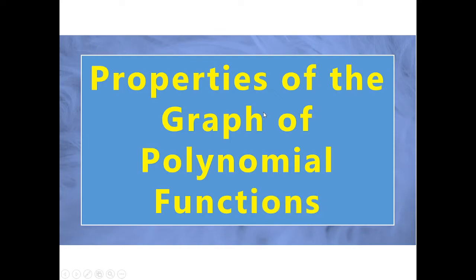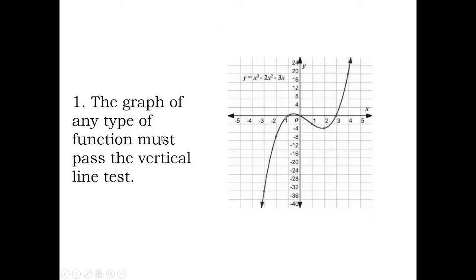Okay, first, the graph of any type of function must pass the vertical line test. So, I will draw a vertical line that passes through the graph. You can draw it anywhere. You can draw it here, or here. And then, check whether the vertical line you draw has one point of intersection. So, it has. Only one point of intersection.